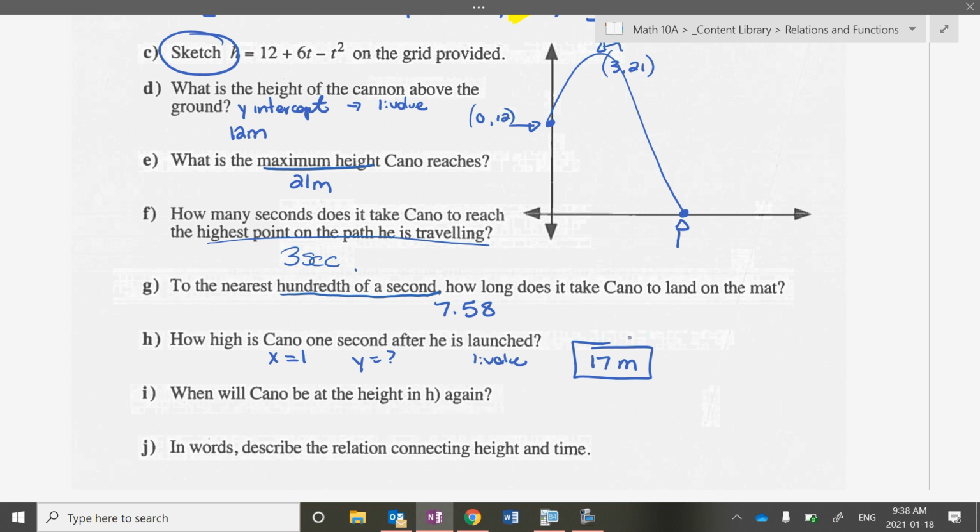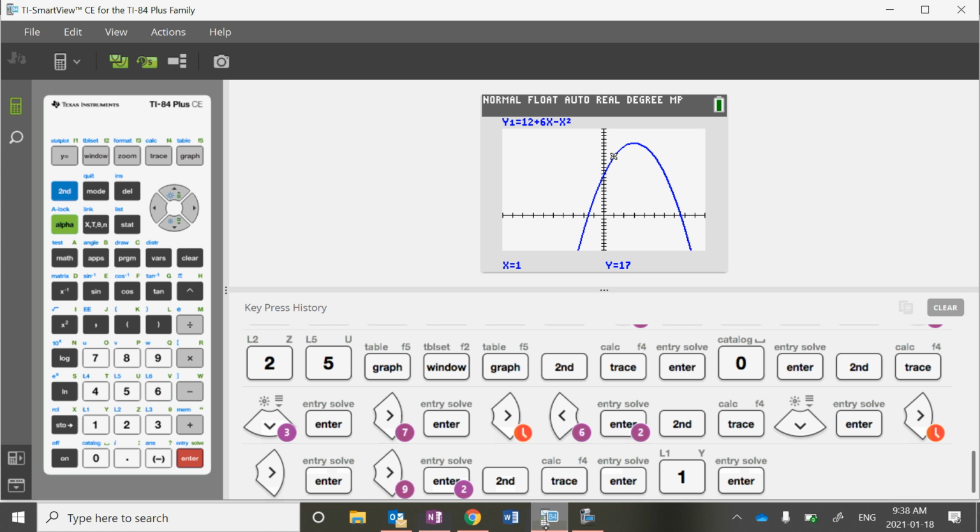When will Cano be at the height in h again? So when is he going to be at 17 meters again? Here's where you can do a couple different options, and there's a couple different ways to play with this. We can use that where we draw the second line in and find your intersect.